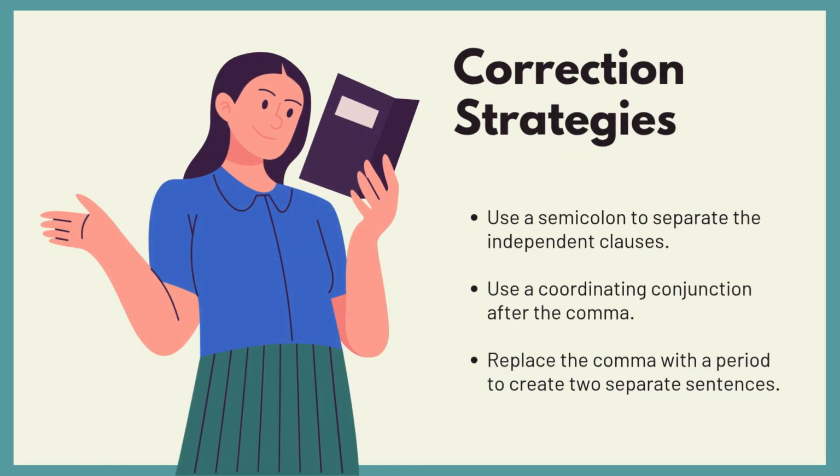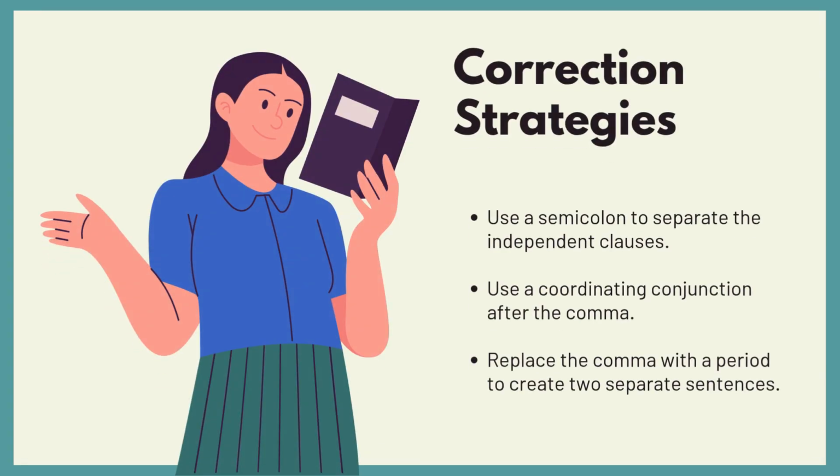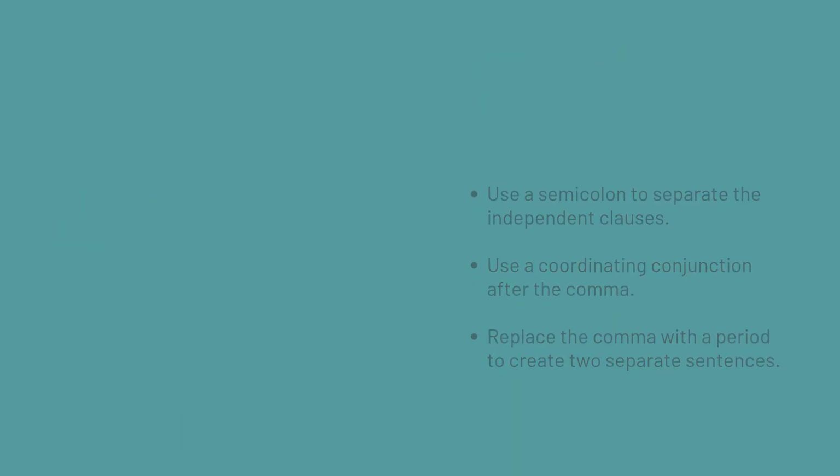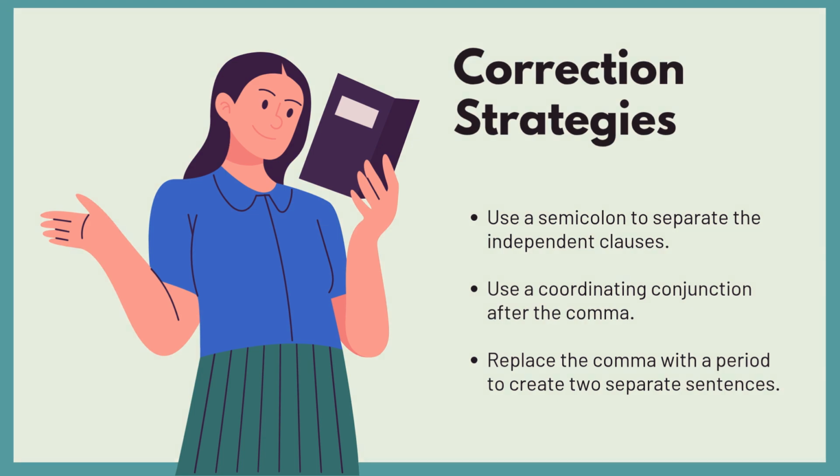Correction strategies. Use a semicolon to separate the independent clauses. Use a coordinating conjunction after the comma. Replace the comma with a period to create two separate sentences.